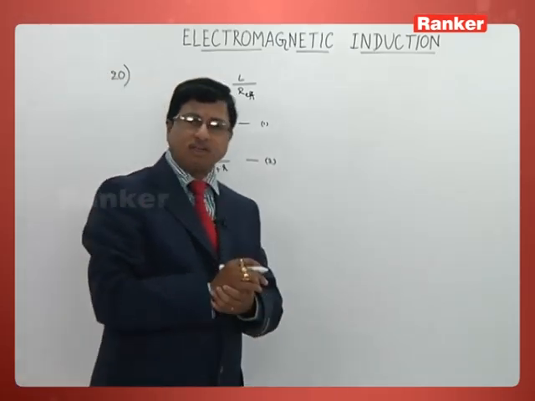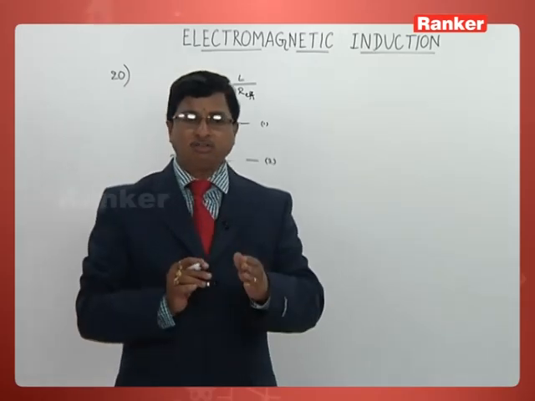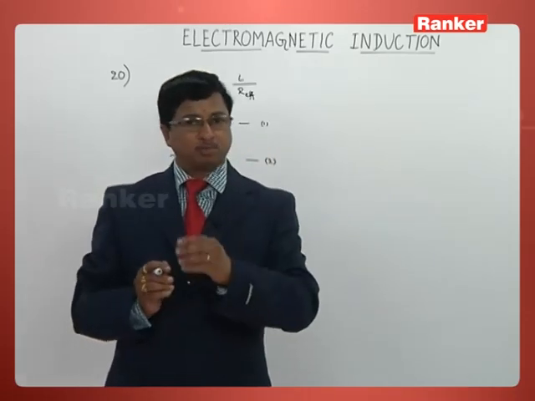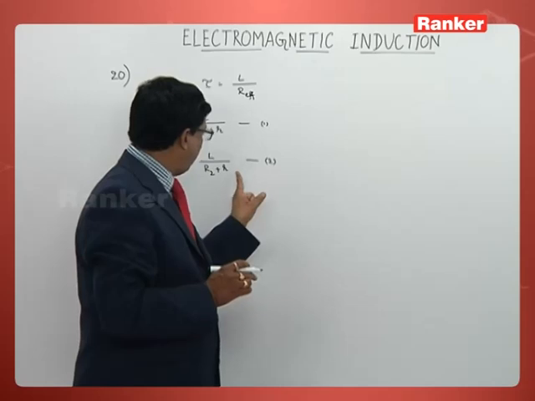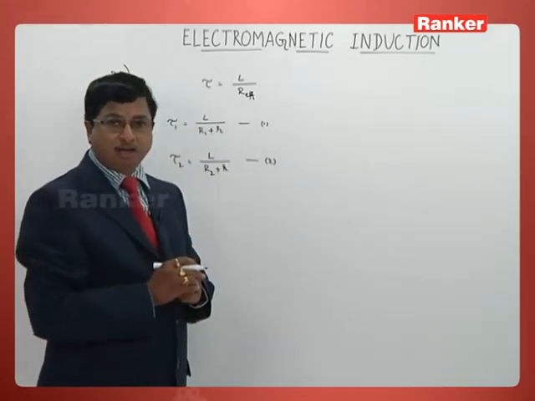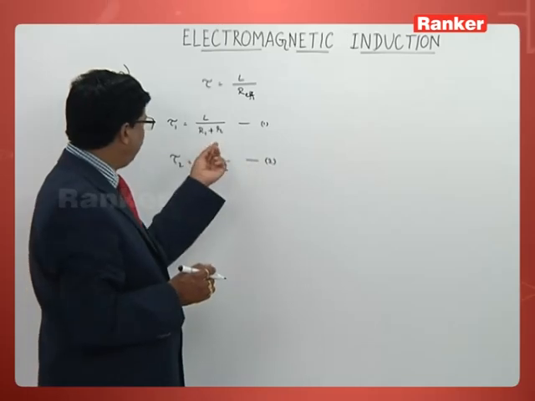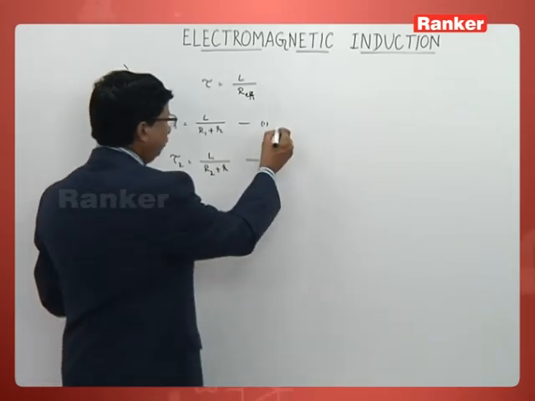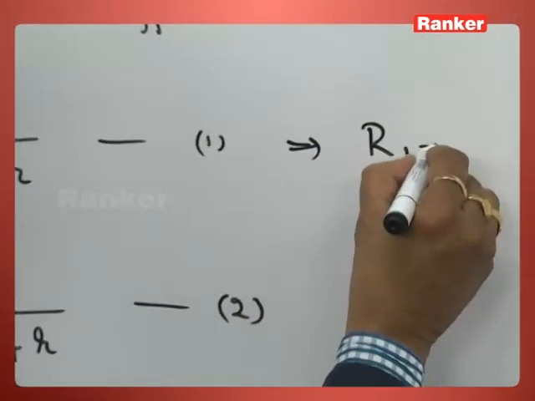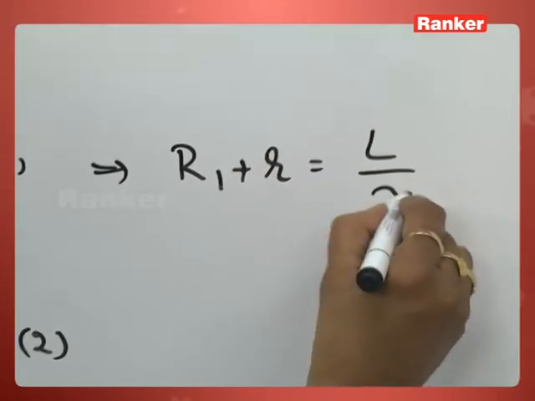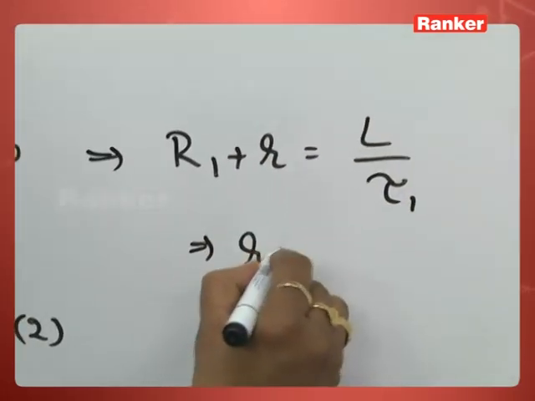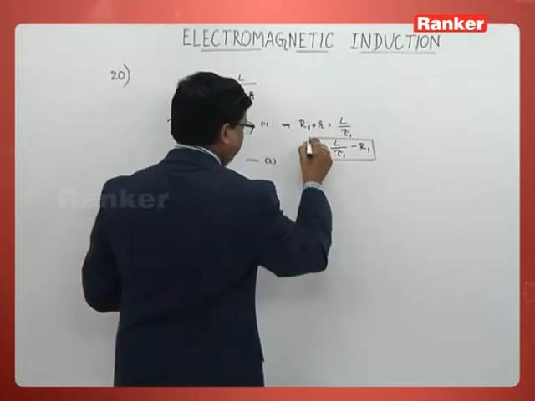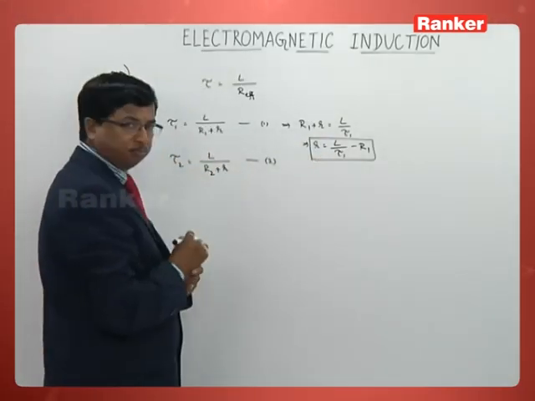And what is the question he is asking? What is the value of L? In all the four options, if you look carefully, we don't have the small letter r anywhere. So you can simply understand we have to eliminate the value of r, nothing else. From the first equation, R1 plus r is equal to L upon tau 1, so r is L by tau 1 minus R1. This value I will directly substitute here.